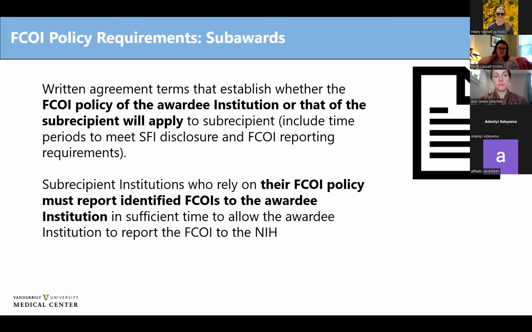So for consortium agreements, whether you are a subaward or whether you have subawards, it's important for you to know and establish which organization's financial conflict of interest policy applies to the subaward. So your consortium agreements need to establish whose policy applies. If you're working with a subrecipient that has a lot of grant support, then most likely you'll defer to their institutional policy. But if you're partnering with an institution that doesn't have NIH support, it's likely easier for you to just have the subrecipient disclose their financial interest to your organization for determination of a financial conflict of interest.